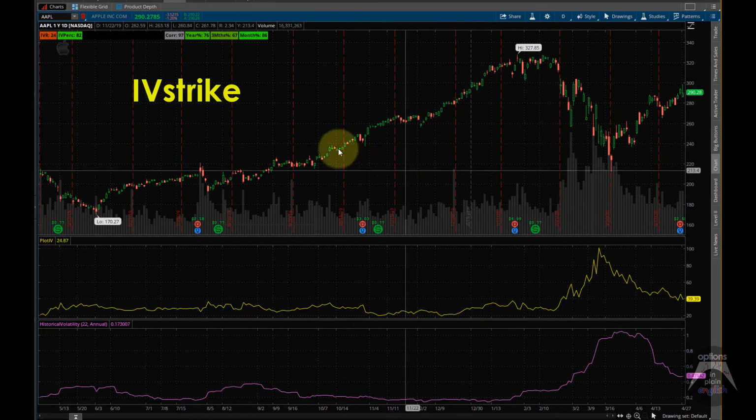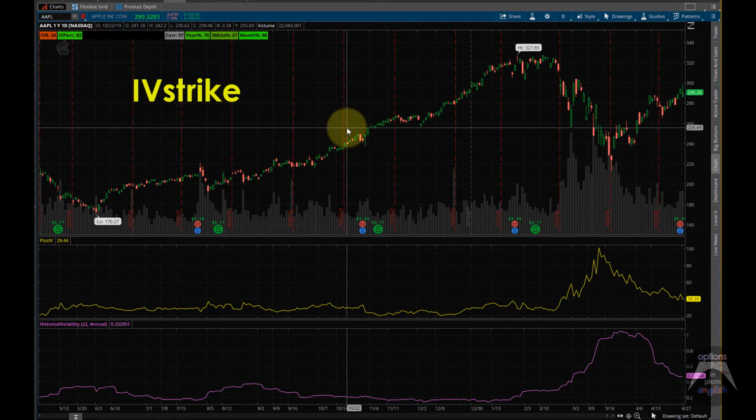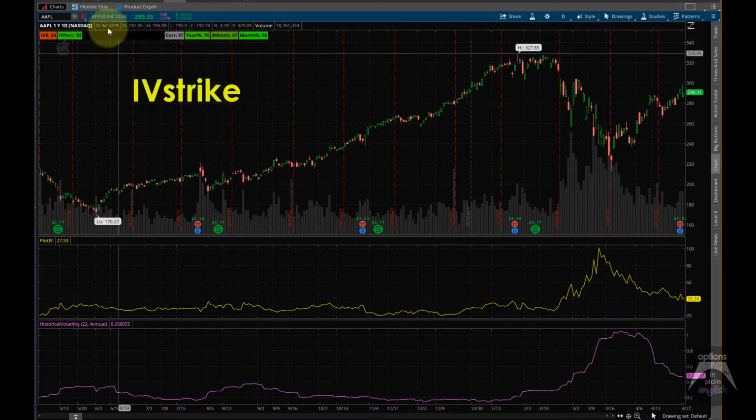IVstrike is the IV from every option, from every type, expiration, and also strike, using the option prices and applying a pricing model. So there are many IVstrikes for every underlying.